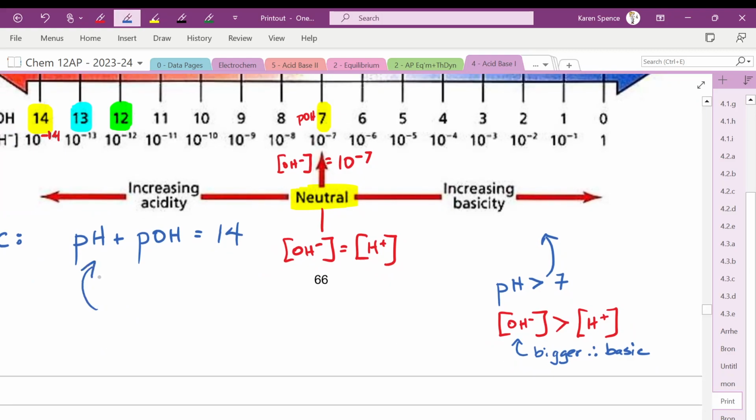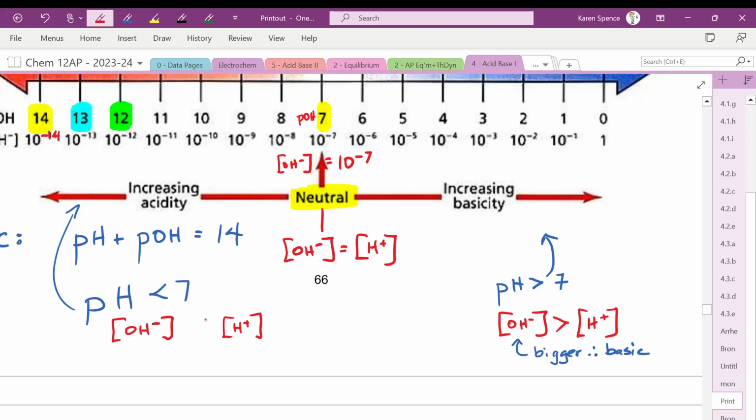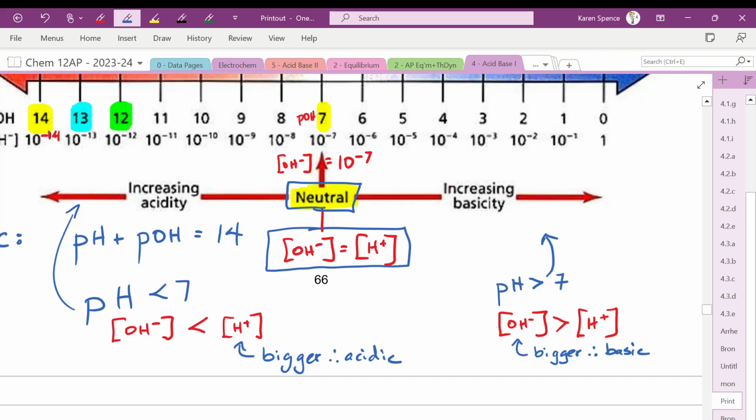Over here, I guess maybe I should point up at the thing here. There we go. If pH is less than 7, what can you say about hydroxide compared to hydrogen? Hydroxide is smaller, which means that your hydrogen ion concentration is bigger, which is why this is acidic. But when we are neutral, the concentration of hydroxide is equal to the concentration of hydrogen. Okay?